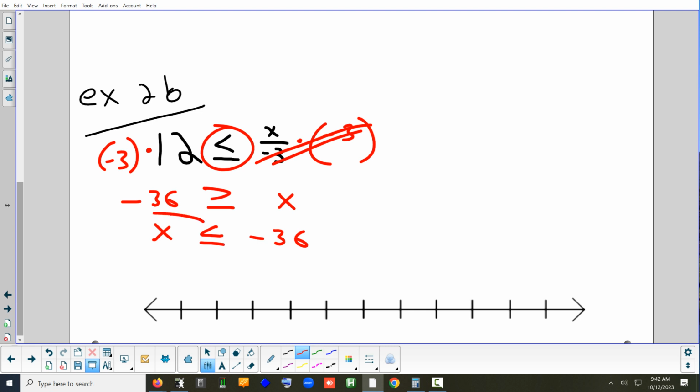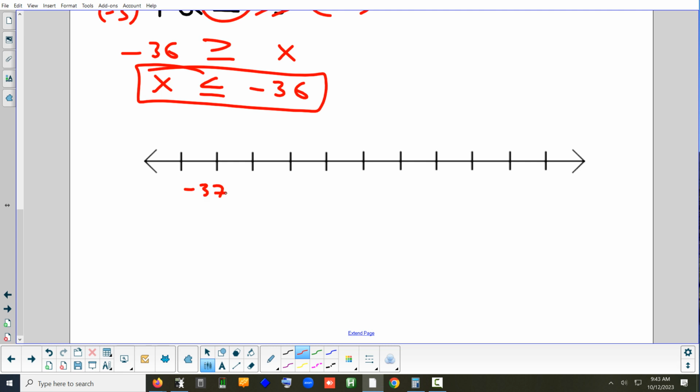Now, there are lots of reasons we do that. Usually in math we try to get the letter on the left. When we start graphing equations, we're going to have the letter alone on the left. It's called y equals mx plus b. So it's a good habit to get the letter by itself on the left. All right, we need to make a number line. What kind of circle do I need?